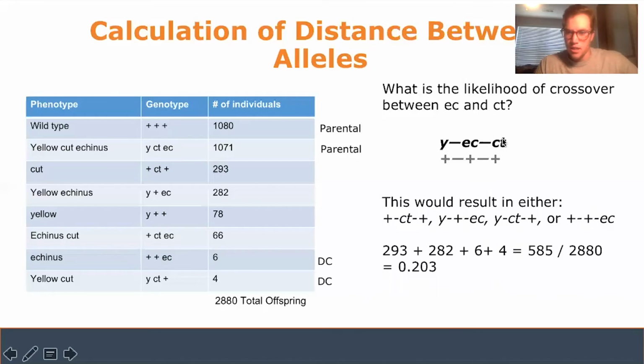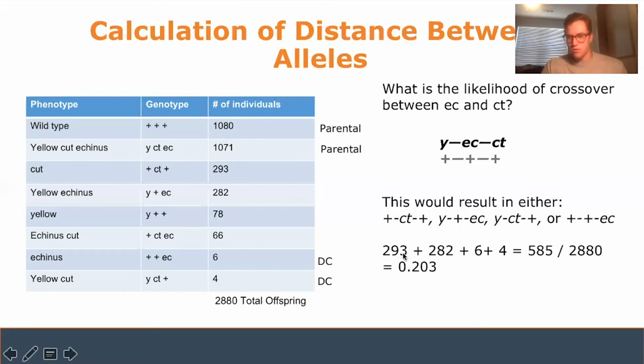And then the other way it could happen takes a little creative thinking: what if a double crossover happens? That's one way it could happen, if it was right here, but what if it happens here and here? Probably not very likely, but that's another way crossover could happen between EC and CT. So let's look at what would happen there. It would create yellow body, wild type, cut wings, and then the other one, wild type, echinus, wild type, which is right here. We can't forget about that double crossover possibility. So again, we just match them up: here and here to there, and then here and here to up here.